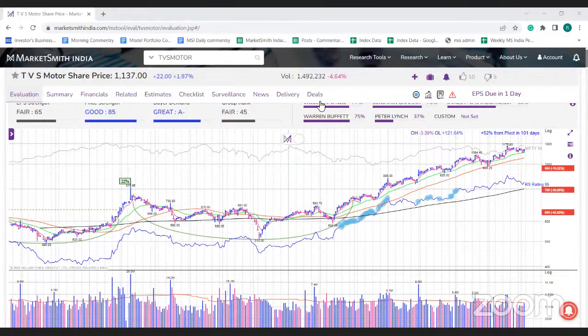Rushit, am I audible? Is it fine? The voice is fine? Some disturbance is coming, but overall it's okay. But yes, some bit of disturbance there.